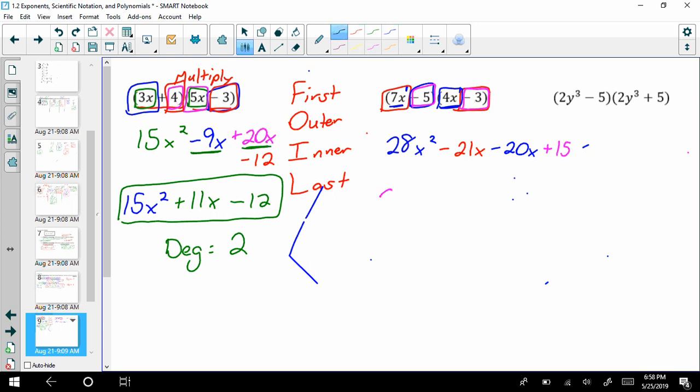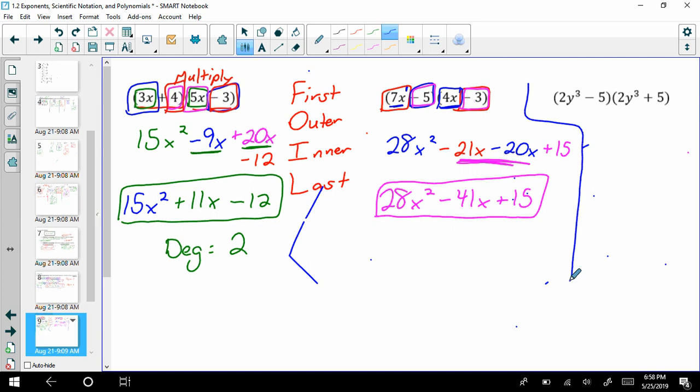So if I write my answer, I have 28x squared. Combine my two like terms, so negative 21 and negative 20 is negative 41x plus 15. There's my polynomial. Again, this has a degree of 2. That is the highest exponent.